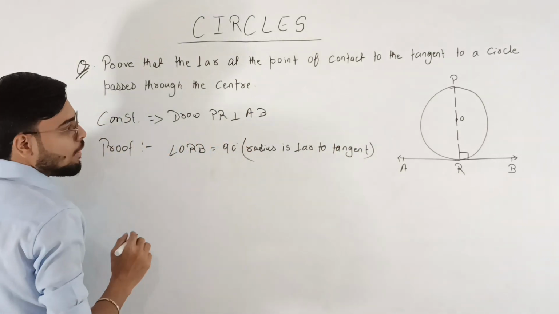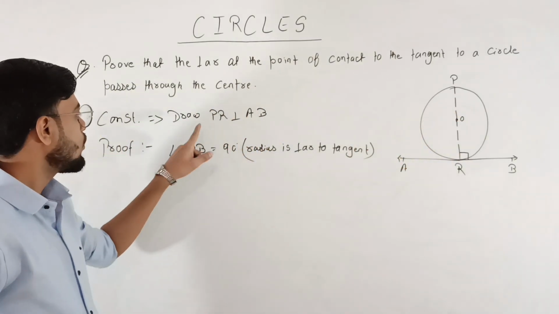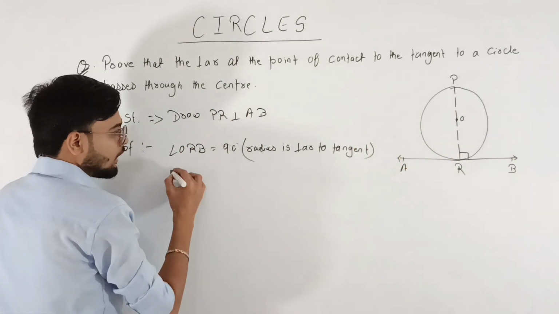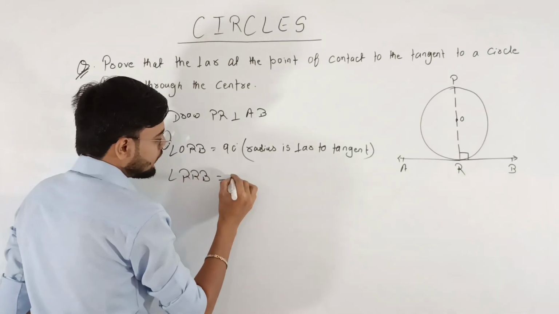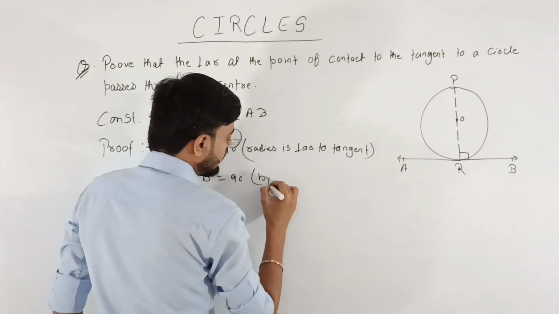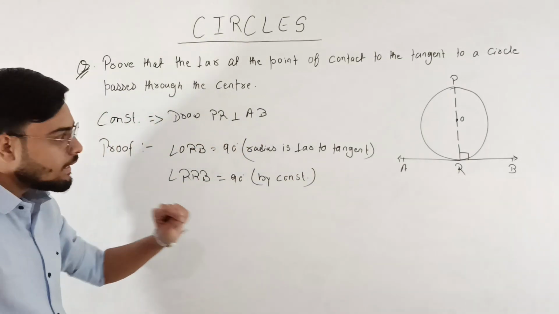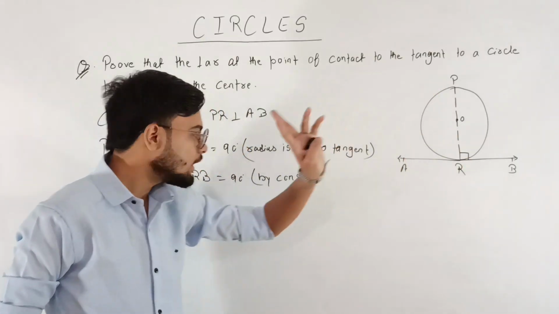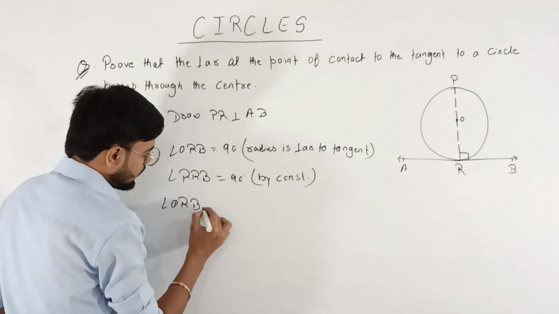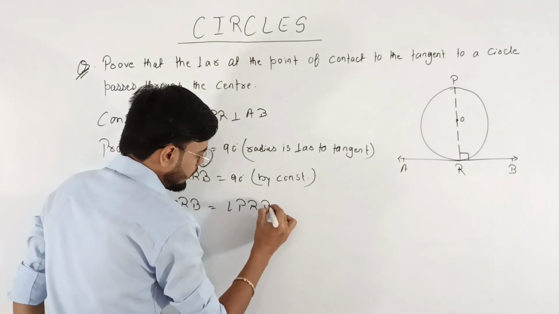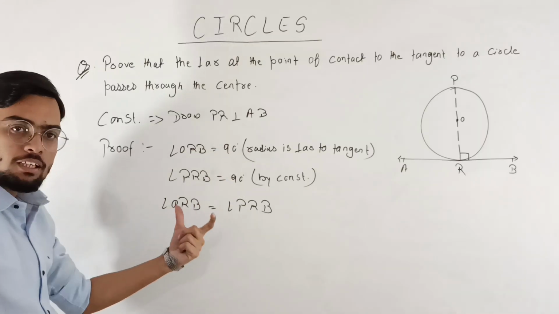Okay. One more thing I write: angle PRB is 90 degrees. Why? Due to construction. I drew PR perpendicular to AB. So I write angle PRB is equal to 90 degrees by construction. Now look here. Angle ORB is 90 degrees, and PRB is 90 degrees. So from these two, I write angle ORB is equal to angle PRB. 90, 90. RHS are equal, then LHS are also equal.